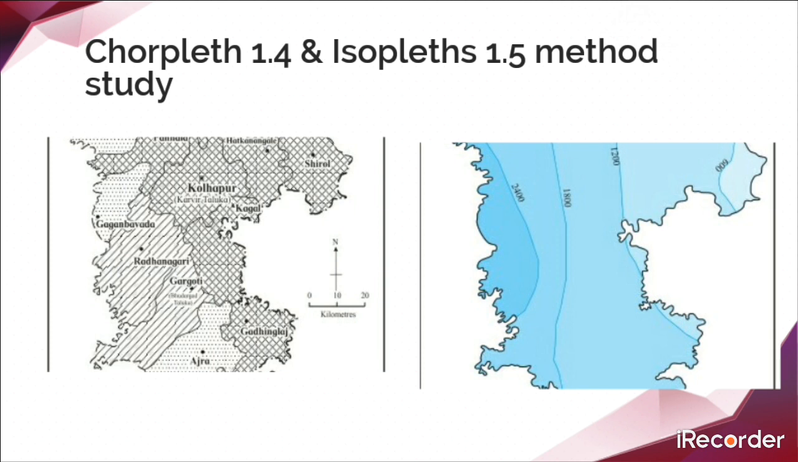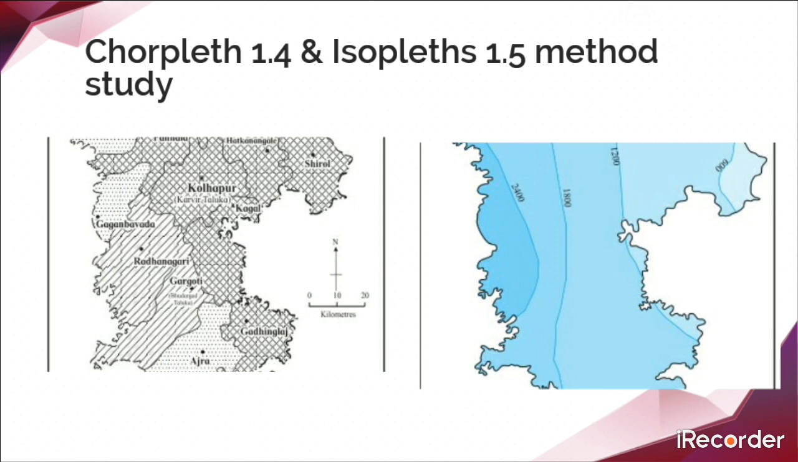Isopleth map, see, this is the isopleth map, figure 1.3, page number 4, which is given in this blue color. Let us have a look. This is figure 1.3. Now what do we understand? See, some questions are given in the textbook. Based on that we can understand clearly.